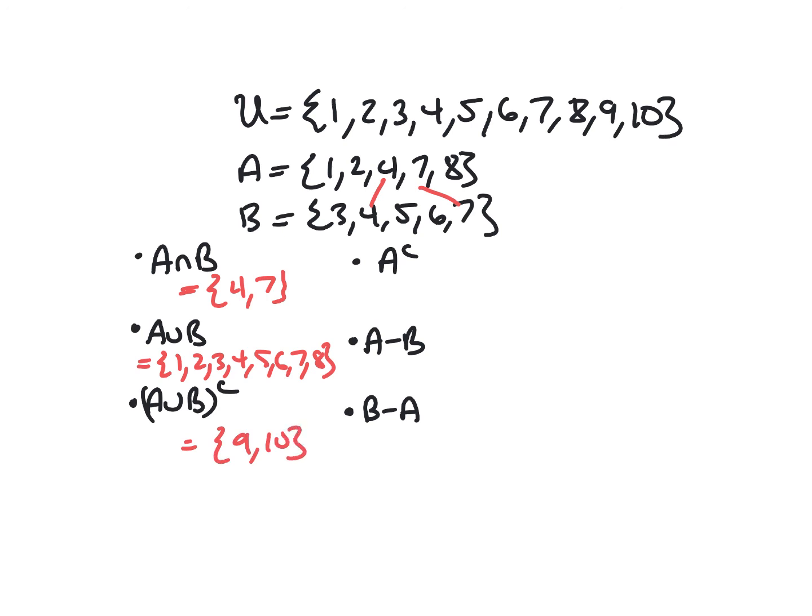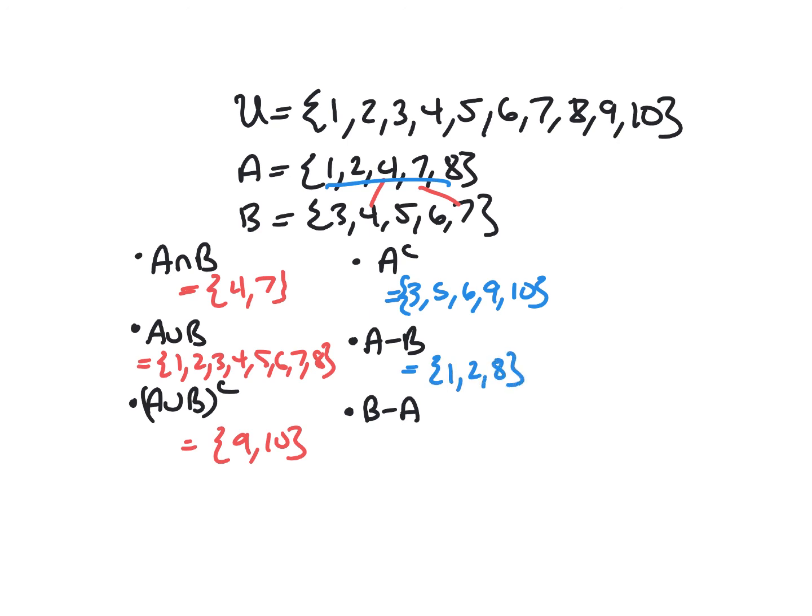For A complement, we're looking for the numbers not in A, but in U, right? And so we're missing 3, 5, 6, 9, and 10. For A minus B, we take the set A, and then we take away the things that are also in B, right? So we're taking away the things in the intersection. So 1, 2, 4, 7, and 8, but not 4 and 7. So this is 1, 2, and 8.